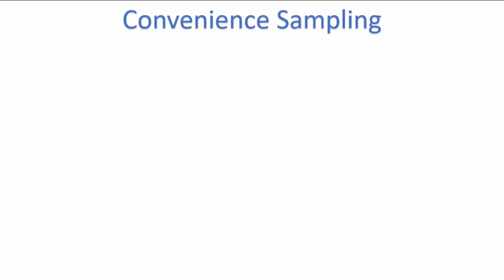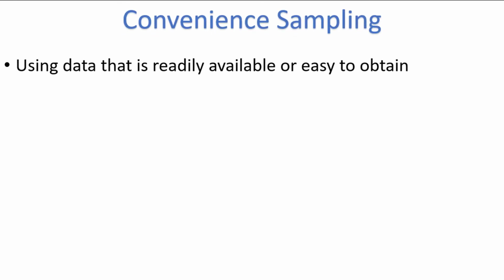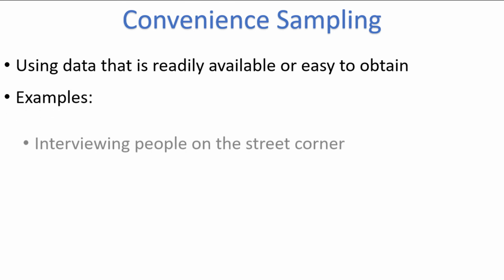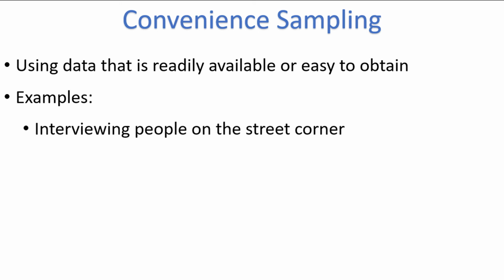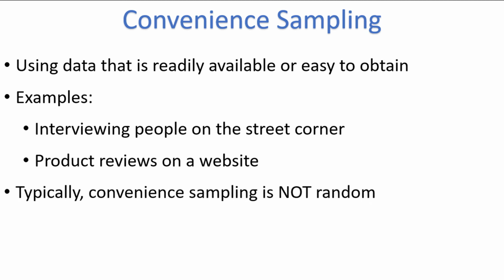Finally, we have convenience sampling, which involves using data that is readily available or easy to obtain. Convenience sampling is a little bit general, so there are many different types of samples that could be classified as convenience samples. Examples include standing on the street corner and interviewing people walking by, or reviews for products purchased on a website. In either case, there is no method of random selection involved to obtain the sample, which can make samples obtained through convenience sampling biased.